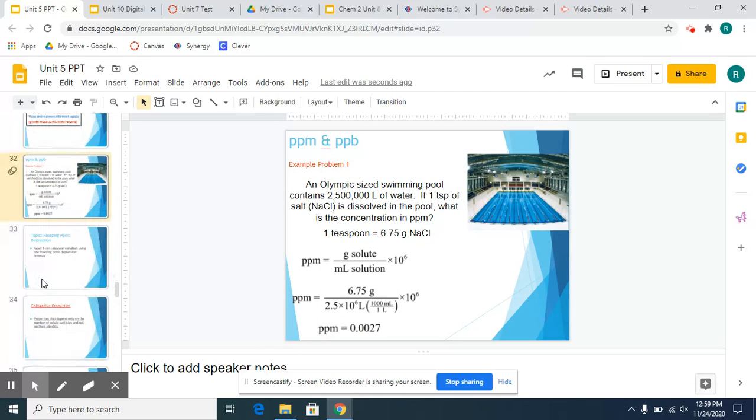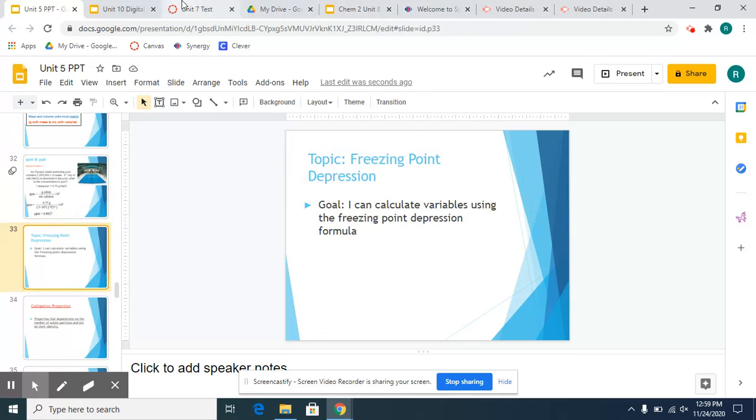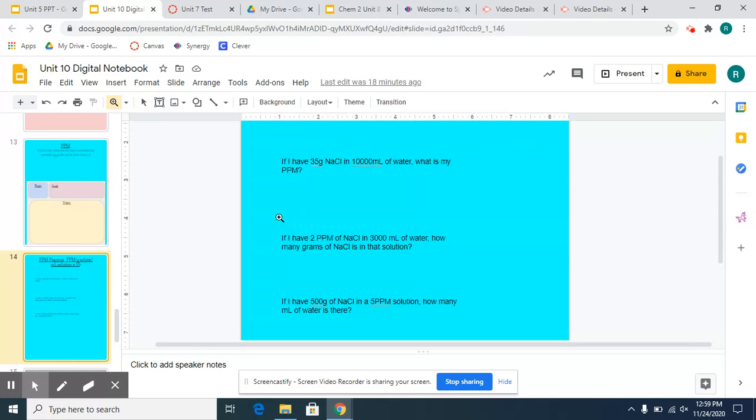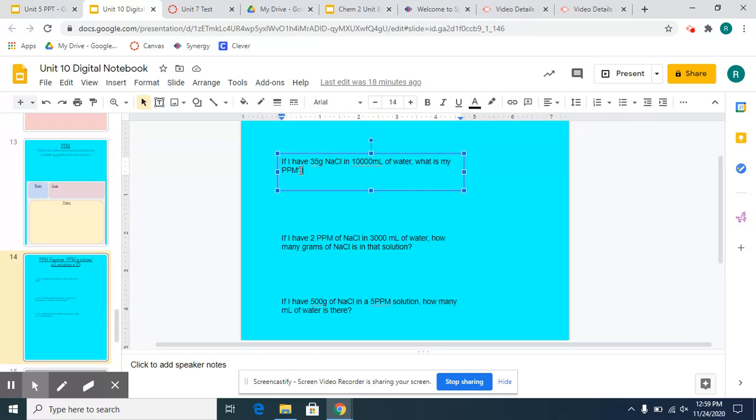Now the question you will see will be like this. So let's do the first example in your digital notebook together. So it says, I have 35 grams of NaCl and 10,000 milliliters of water. What is my parts per million? So what you'll do is you take your grams, so 35, you divide by your milliliters, so that's 10,000.